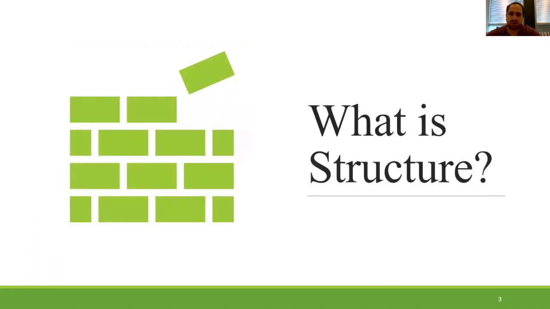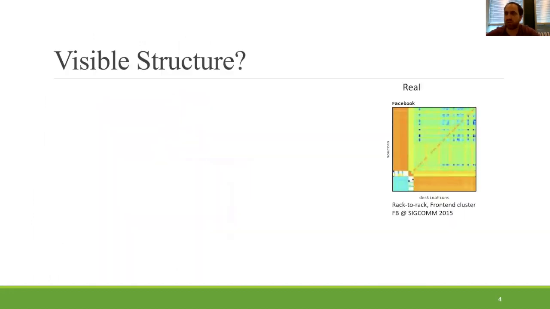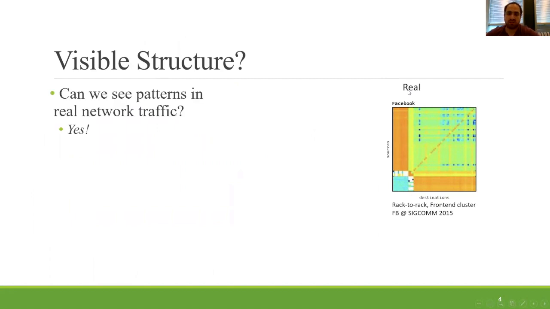So what is structure? Can we take an intuitive approach? Here we see traffic matrix from a Facebook data center. And we can ask, can we see some patterns or structure in this traffic matrix? Well, the answer to this is yes. We can see that there is this lighter colored region in the bottom left corner of the matrix, and we can see some darker colored regions in the left and right corners of the matrix. And so this matrix does show some clear patterns.